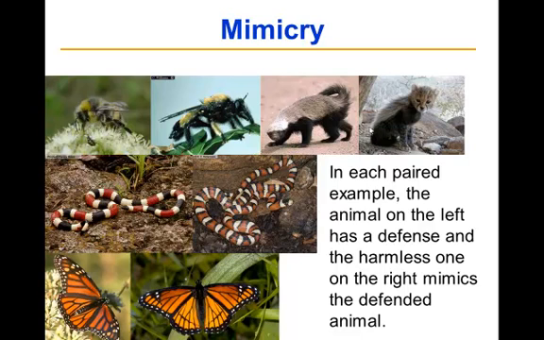On the left, we see a very fierce member of the weasel family. This is a family to which weasels and skunks and wolverines belong. This is called a honey badger. It lives in Africa. It's very fierce. And on the right is a baby cheetah.